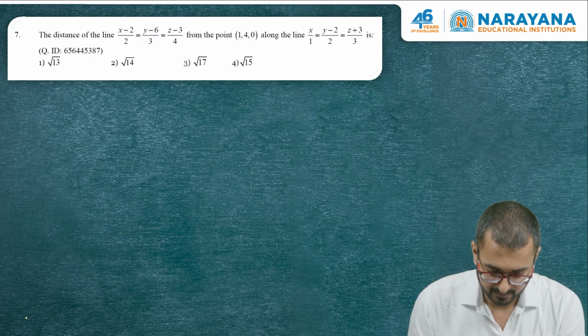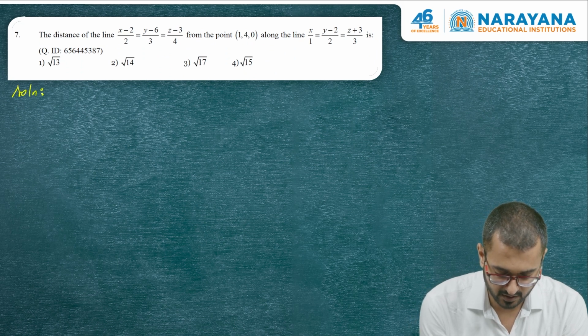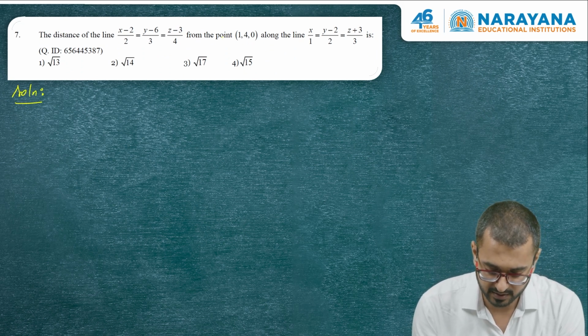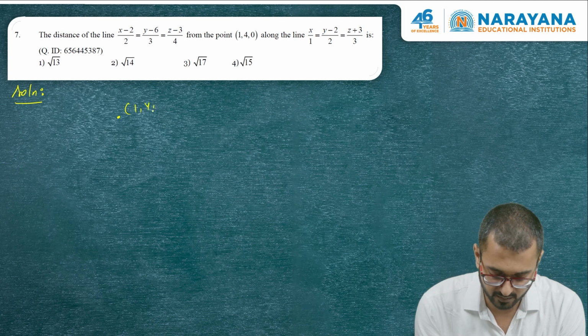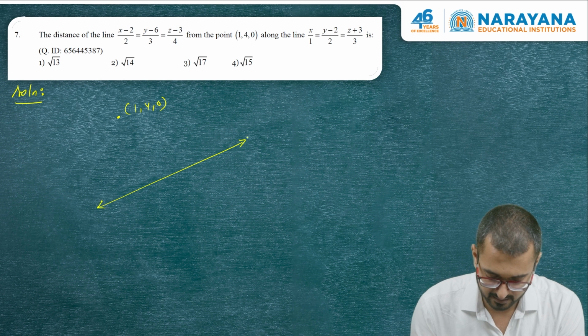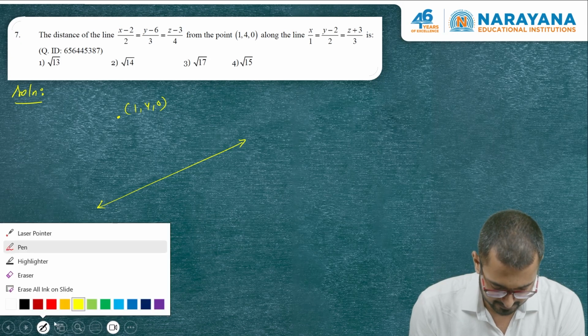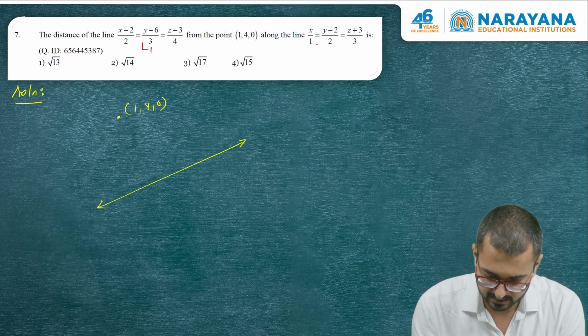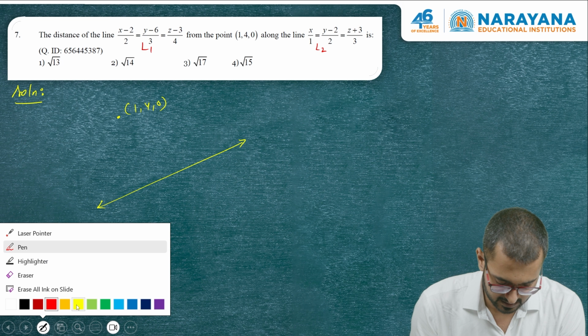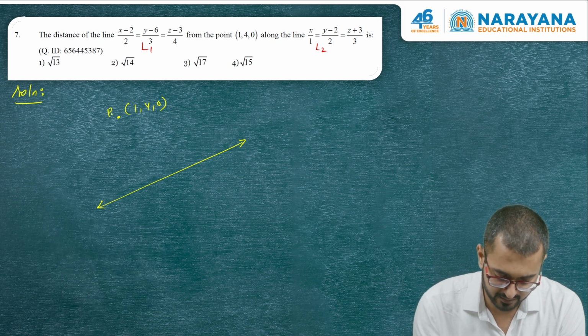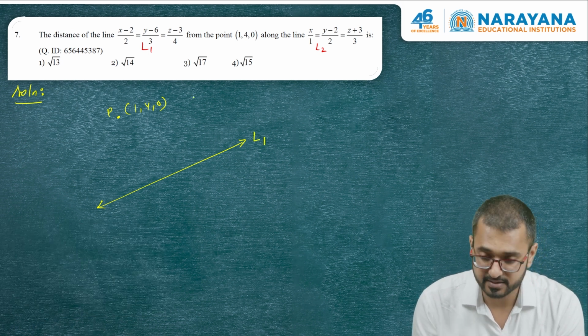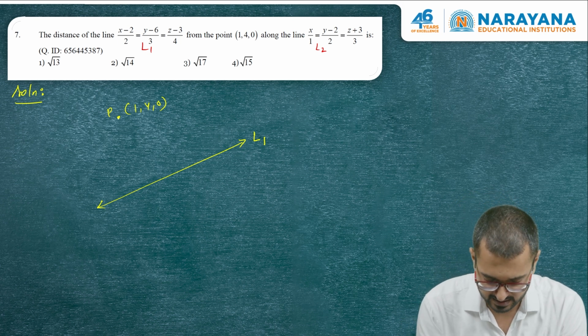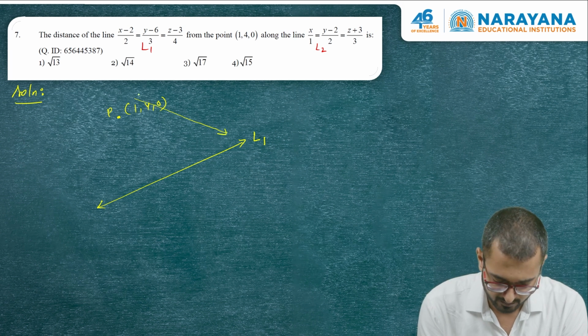Moving to the next question. We want the distance of the line from the point. That means there is some point here, 1, 4, 0, and this is my line, which I'll call line L1. This is my line L1 and this is my L2. I have to find the distance of this point P from L1, and this distance I have to measure along another line, going somewhat like this.